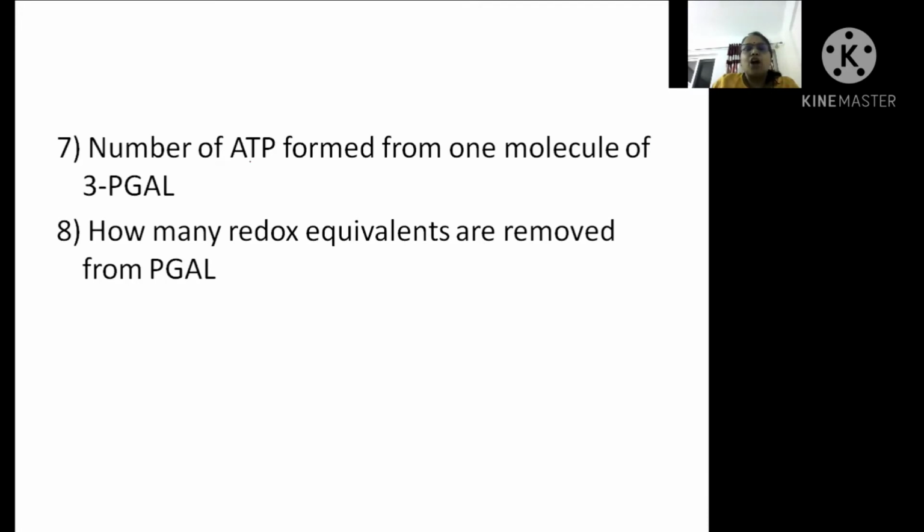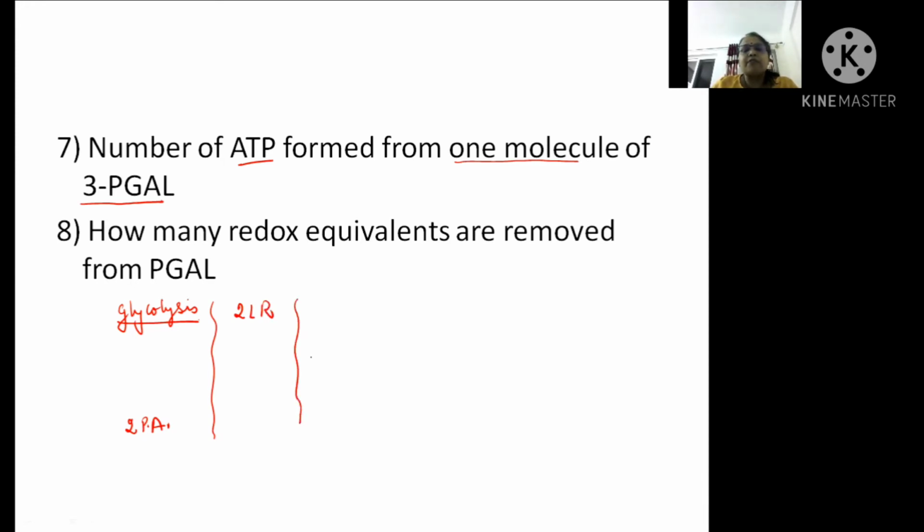Next. How many ATP will be formed from one molecule of 3-PGAL? 3-PGAL means 3-phosphoglyceraldehyde, which is found as an intermediate of glycolysis. Now to solve such questions, always remember that glycolysis will give rise to 2 pyruvic acid. You know very well it gives rise to 2 pyruvic acid, and 2 pyruvic acid means there will be 2 link reactions.